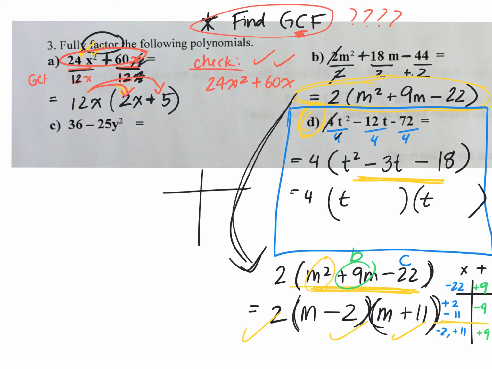Two things that multiply together to give us negative 18 and add up to negative 3. What is it? Negative 6 and positive 3. Yes, that gives us negative 3, so it would be minus 6 plus 3, actually.